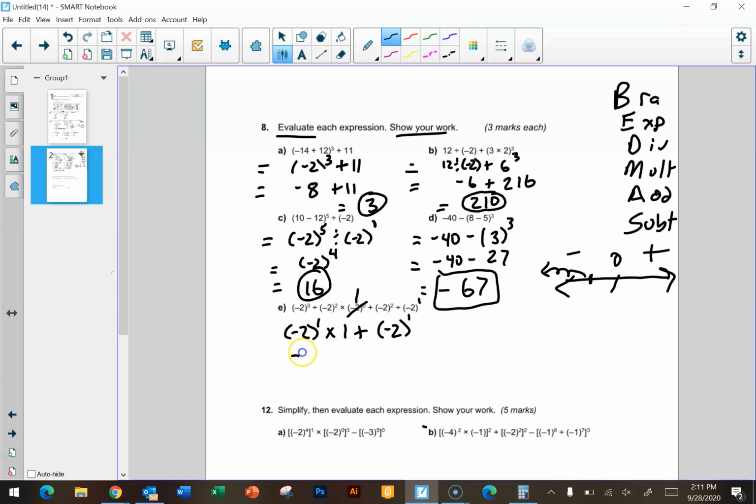Negative 2 to the power of 1 is just negative 2 times 1. Probably should have written that as a dot. Plus negative 2 to the power of 1 is negative 2. So negative 2 times 1 is negative 2, plus another negative 2. We're starting on the negative side, and then we're adding more negatives to it. So if we're going further negative, the number is going to be lower. So it's negative 4.